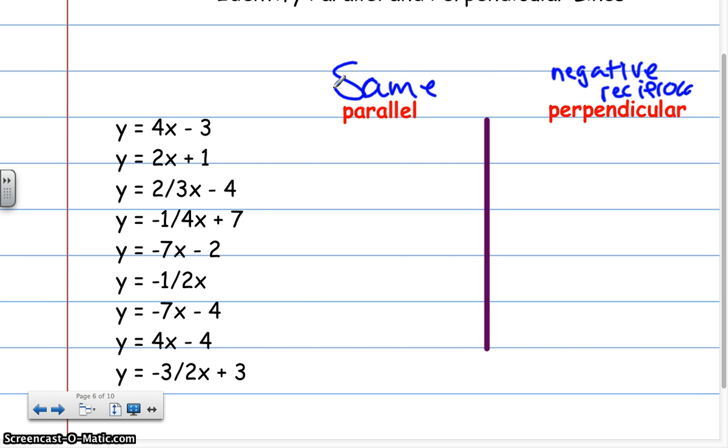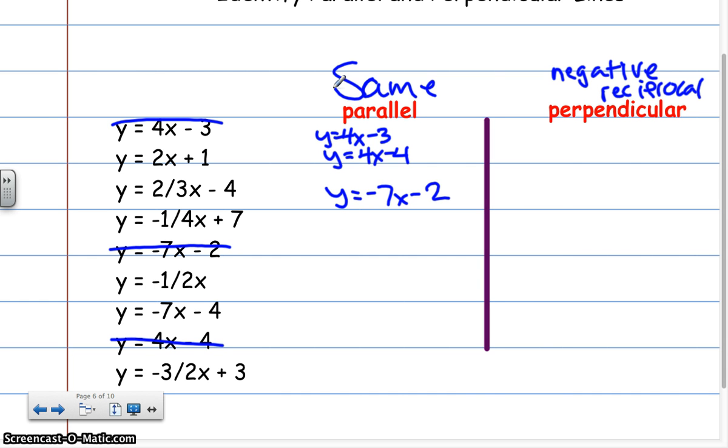So who has a pair of parallel slopes? Scott. First one. Okay, so y equals 4x plus 3 or minus 3, and which else? Second from the bottom. Y equals 4x minus 4. Yes, they are a pair of parallel lines because they have the same slope. Okay, what's another one? Jay? Y equals 7x minus 2. Y equals negative 7x minus 2. And what other one? Third one from the bottom. Y equals negative 7x minus 4. Okay?